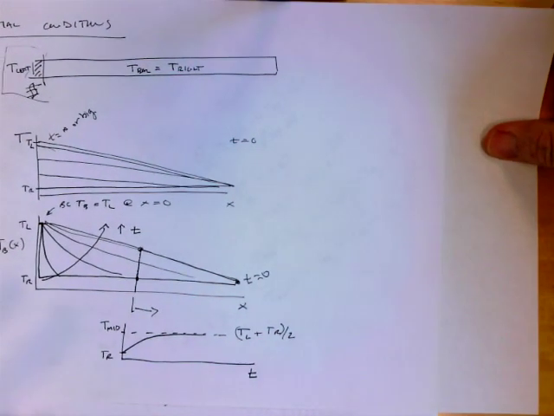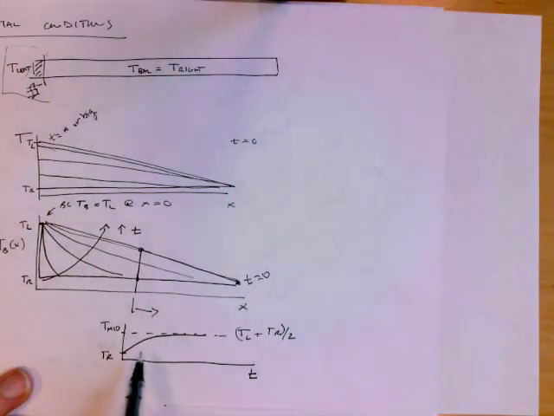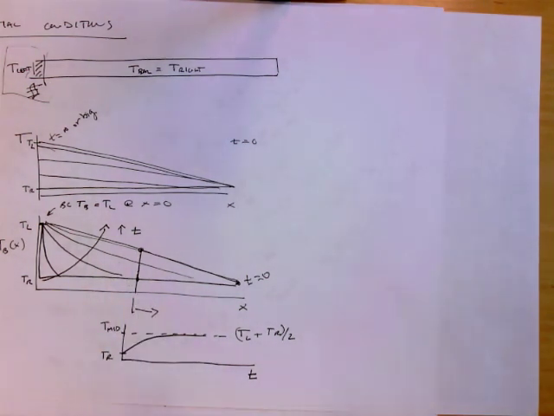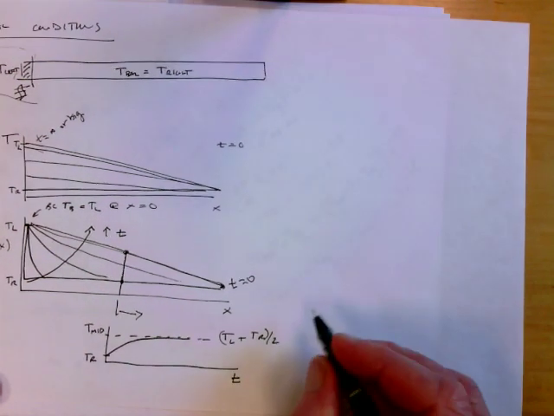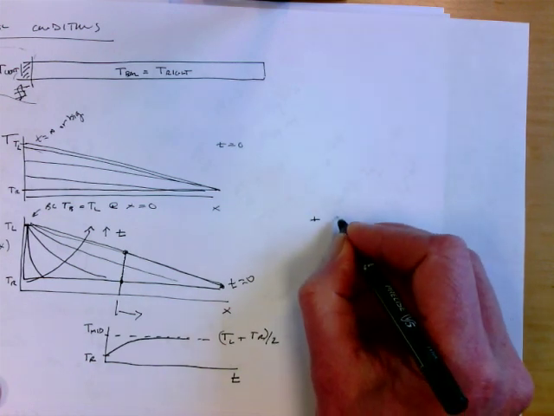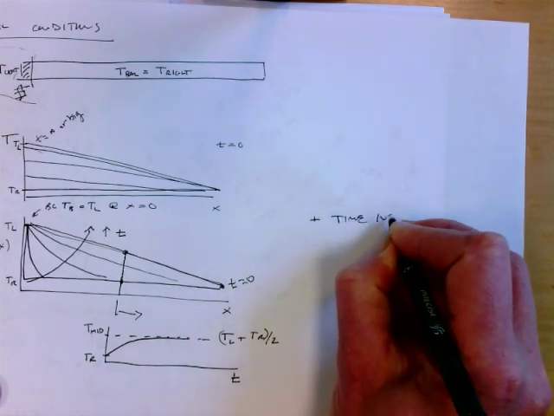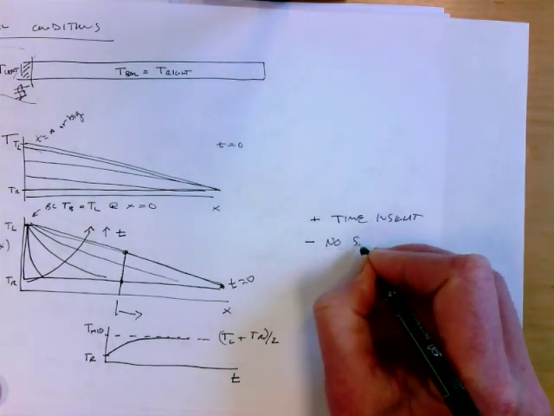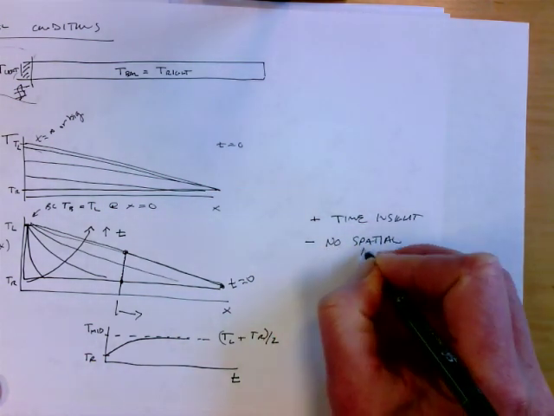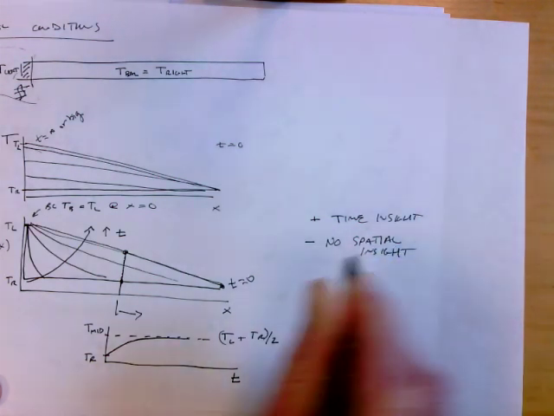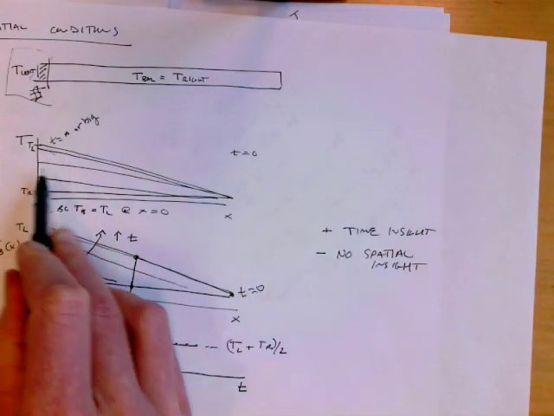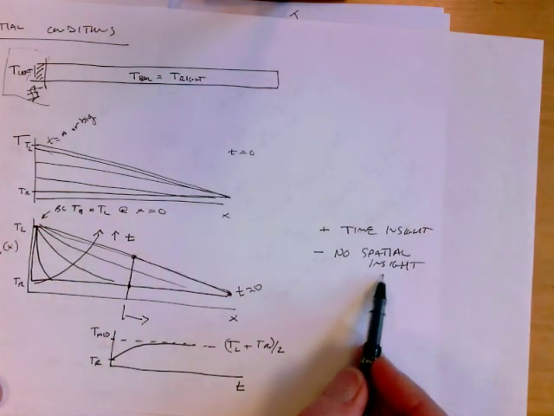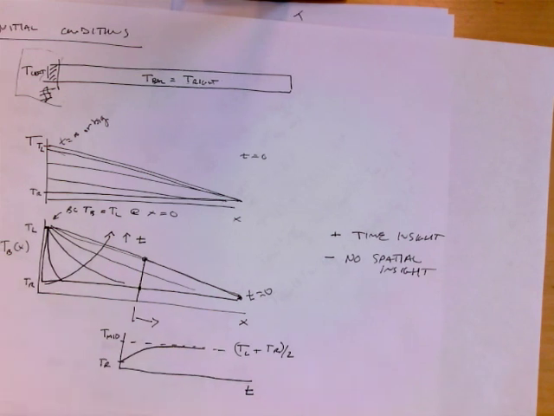Absolutely. Okay. So notice the insight we've gotten from this model now is we have some sense about how the temperature at the middle of the bar, or the average temperature of the bar, changes over time. So a plus of this model is some time insight. But a significant negative of this model is we have no spatial insight. We know that, in fact, the real system is spatially distributed. The temperature changes in different ways at different points in the system, but our model doesn't have that at all because we chose to just use a single-state model.